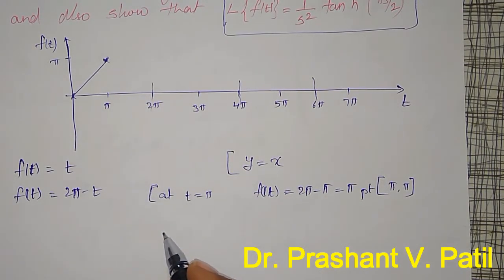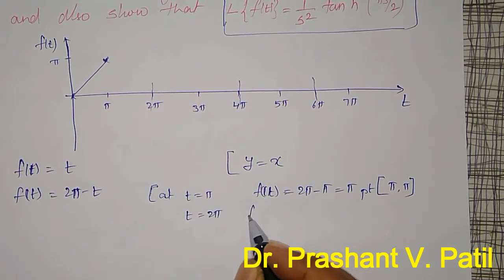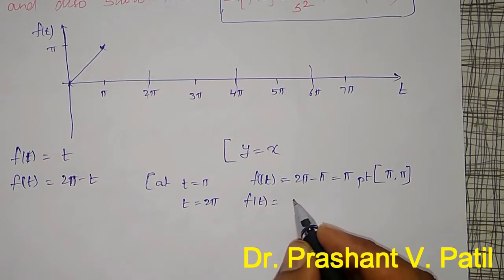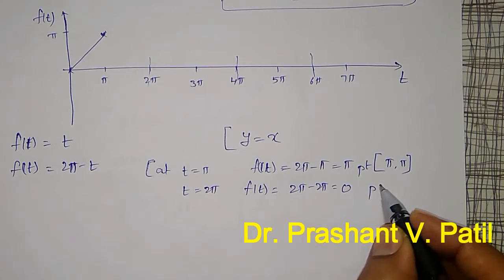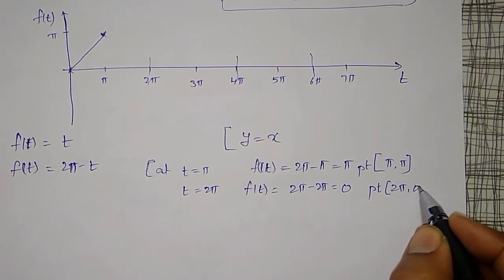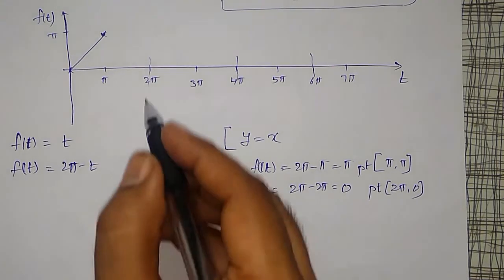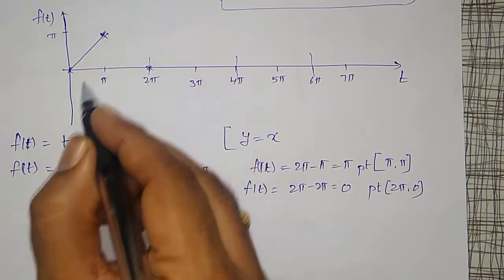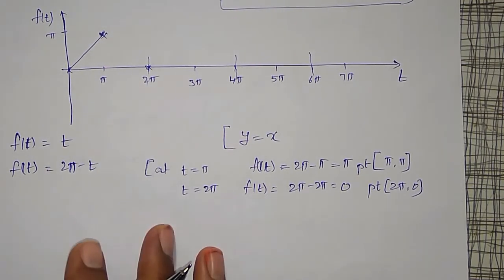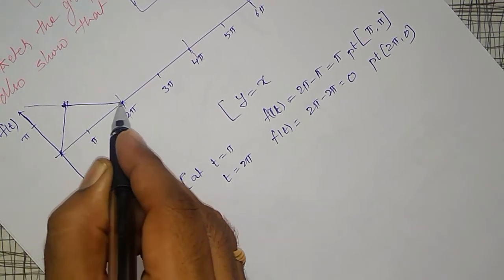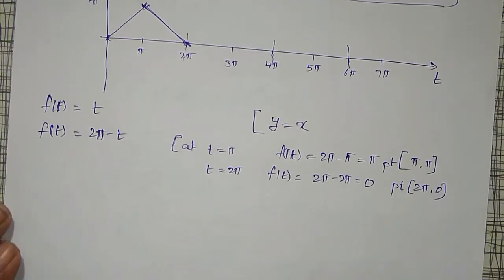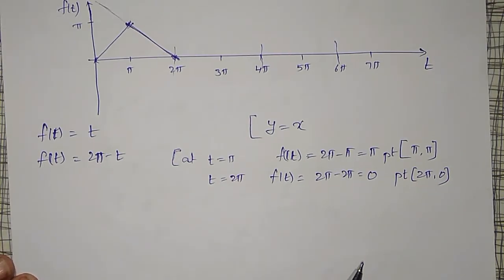Then at t equal to 2 pi, what is f of t? F of t is 2 pi minus 2 pi, that is equal to 0. Therefore my point is 2 pi comma 0. These are the two points. One point is here and another point is at 2 pi. By joining these two, this is the required straight line. This is one period.